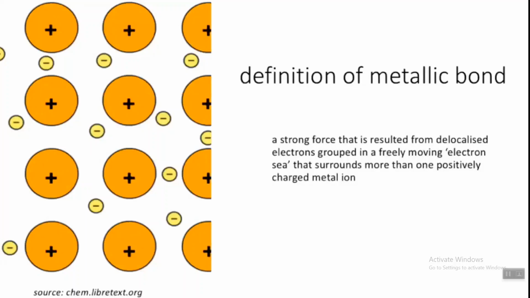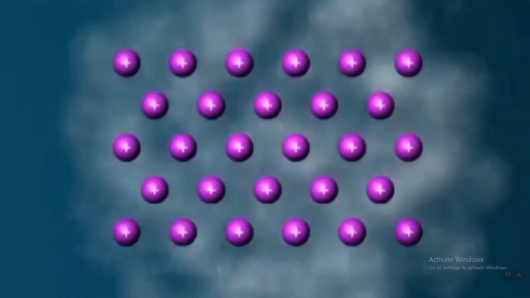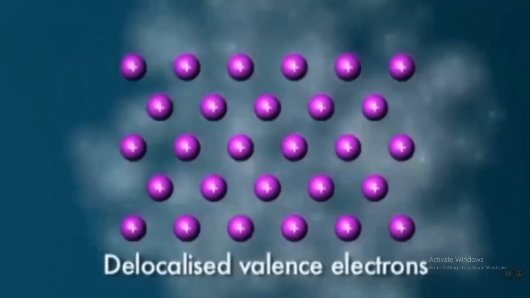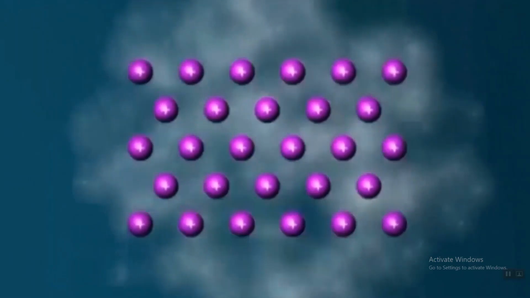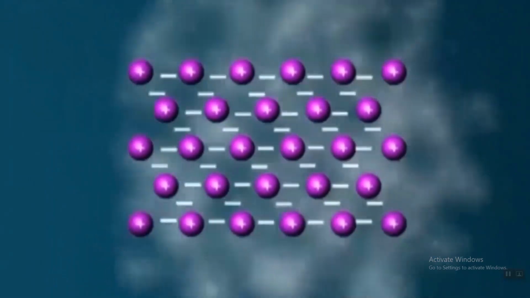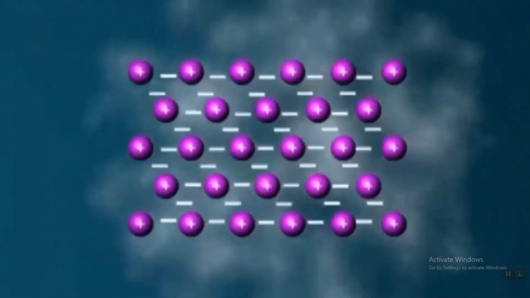Definition of metallic bond. A metallic bond is a strong force that results from delocalized electrons grouped in a freely moving electron sea that surrounds more than one positively charged metal ion.